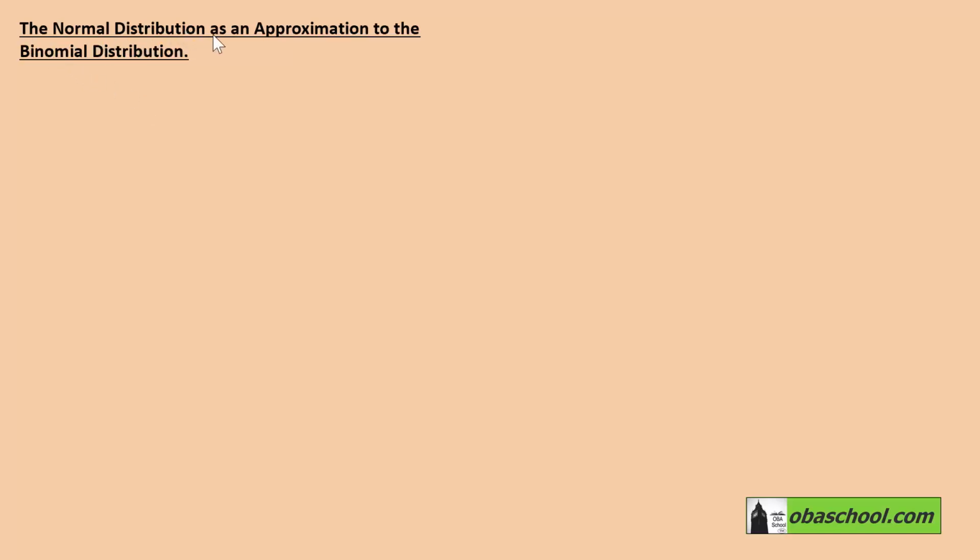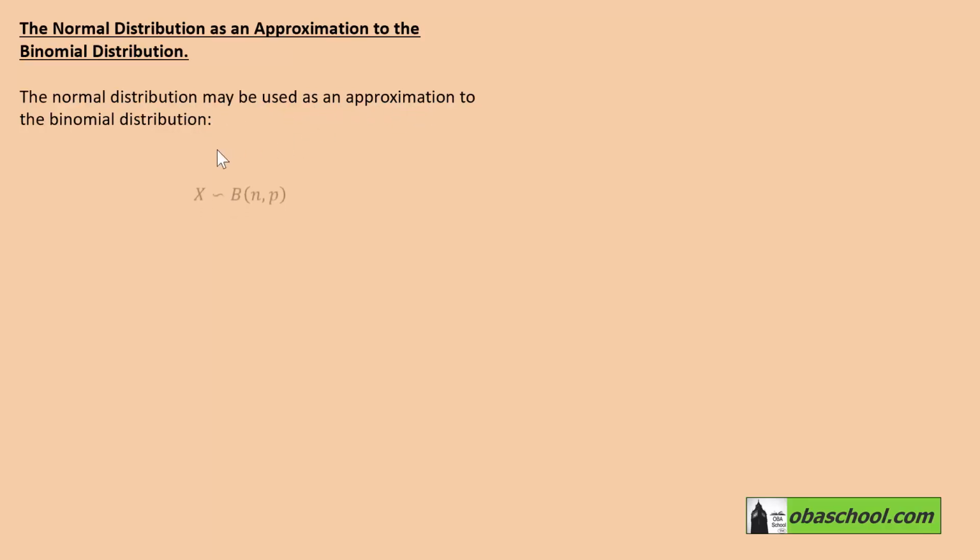The normal distribution as an approximation to the binomial distribution. The normal distribution may be used as an approximation to the binomial distribution. So let's suppose we have x, which follows a binomial distribution with n trials and probability of success p, where n is the number of trials, p is the probability of success, as I just mentioned.